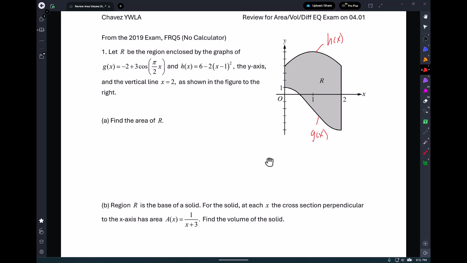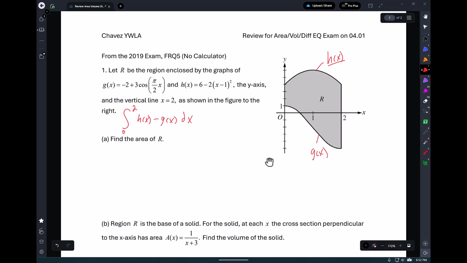Well, the area of R is upper minus lower, so I'm going to go integral from 0 to 2, and the upper curve is h of x, and my lower curve is g of x. If this were a calculator question, I would leave it alone and just type it on my calculator, but this is no calculator, FRQ 5. So here we go. Integral from 0 to 2, and h of x is this guy, so 6 minus 2 times (x minus 1) squared, minus (negative 2 plus 3 cosine of pi over 2x) dx.